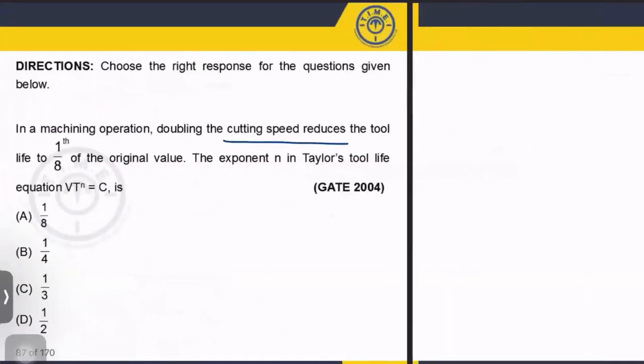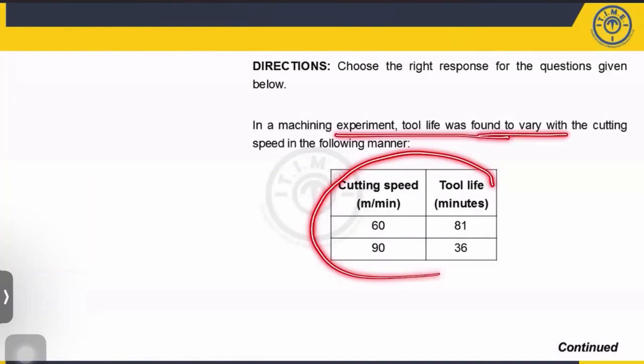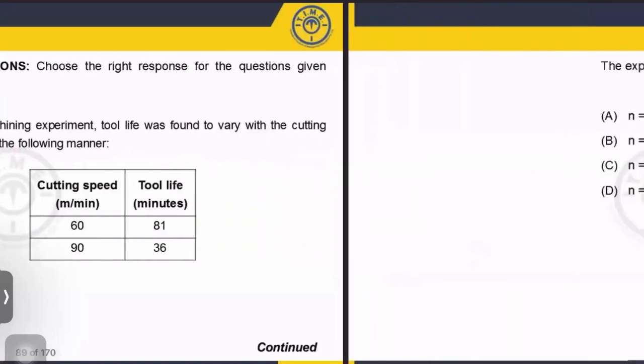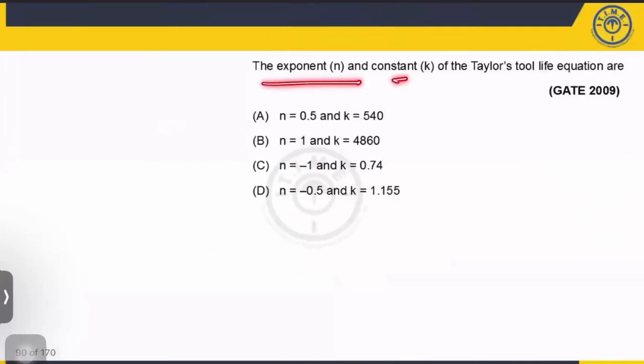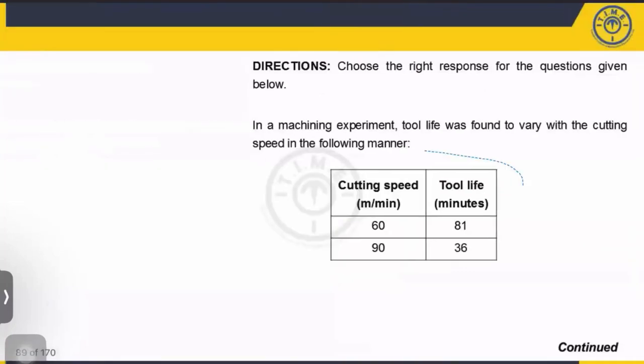Okay. Now the second thing is this question. In a machining experiment, tool life was found to be varying with the speed. I have told you this is the speed, the tool life is 81. When you increase the speed, the tool life is decreasing, and it is obvious that when you increase the speed, the tool will deteriorate fast. The life of the tool is decreasing. Okay, so what is the question? The question is that you have to calculate the exponent n and k value. So can you try this problem?